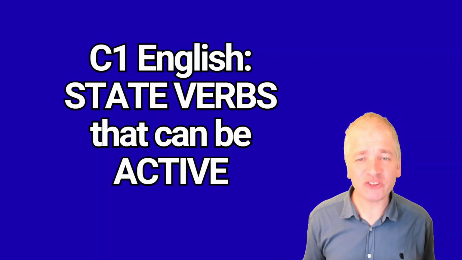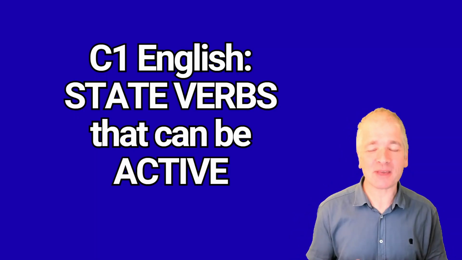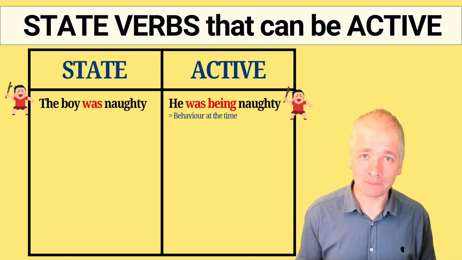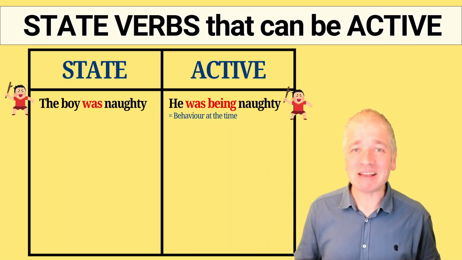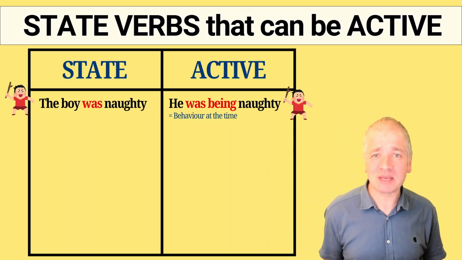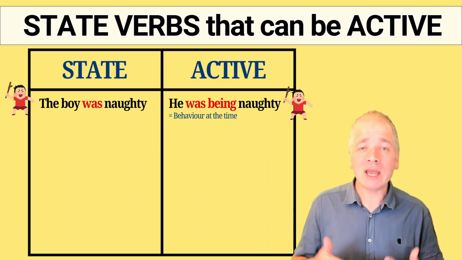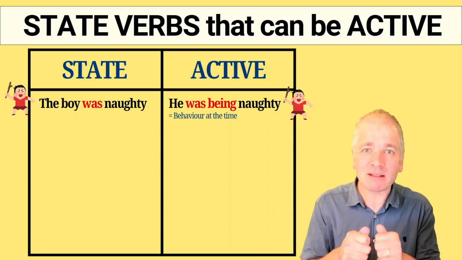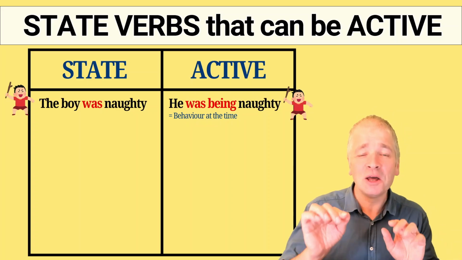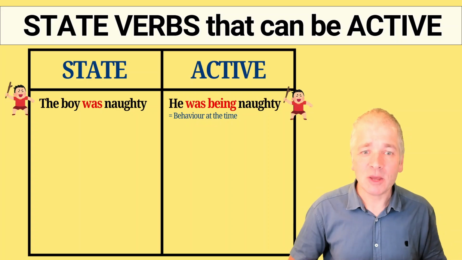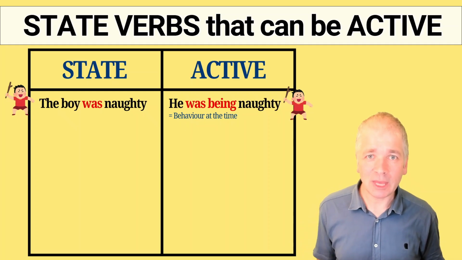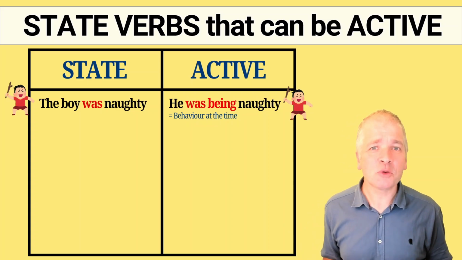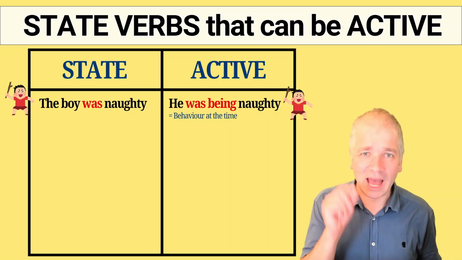At a C1 level of English, you also need to know which state verbs can also be active. Starting with the verb to be. Now, normally the verb to be is a state verb. Often it introduces something that describes the subject. The boy was naughty. Naughty describes the subject. But we can make this active if we're focusing on the behaviour someone is doing at a particular time. So he was being naughty. Here, was being is to be in the continuous active form. And this refers to one incident of being naughty at a particular time.